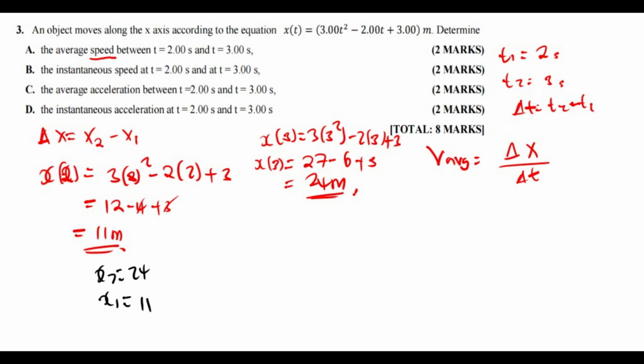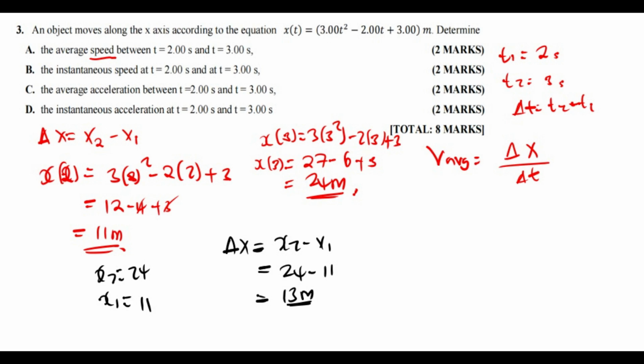So I'll have the change in x equal to x2 minus x1, which is going to be 24 minus 11. What is 24 minus 11? 13 meters. So 13 meters is the distance I'm going to use.